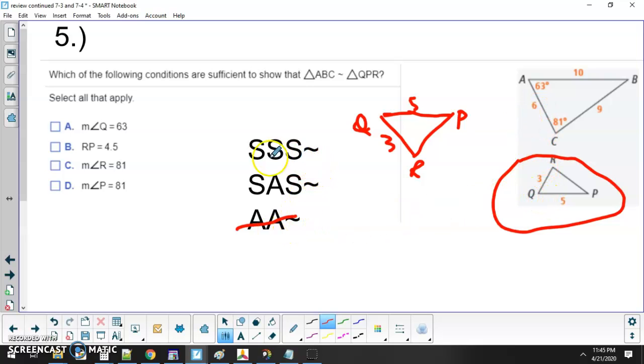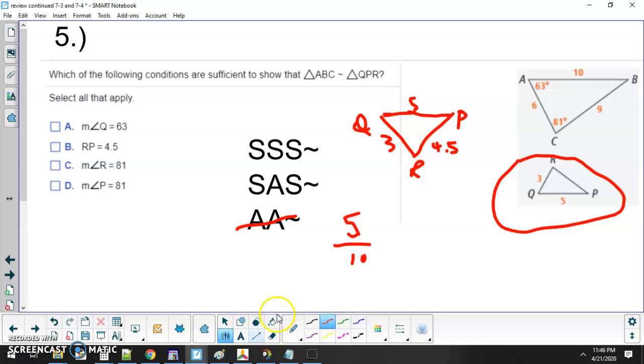All right, now let's consider side, side, side. Right now we have two of the sides, so if we were to do side, side, side similarity, we would need to know this third one. So supposedly if RP is 4.5, let's just hypothetically put 4.5 there, would that make these similar? Well, the true test here is, can you get equal ratios of the sides that are in the same position? So what is the ratio of QP to AB? That'd be 5 to 10.